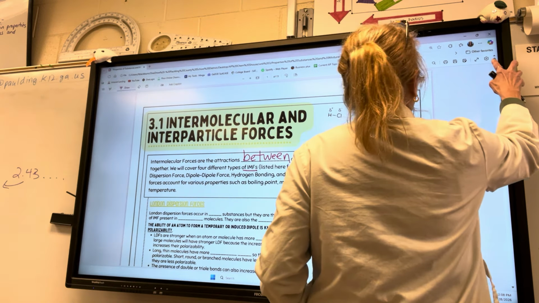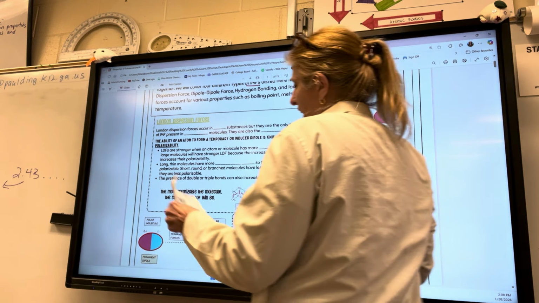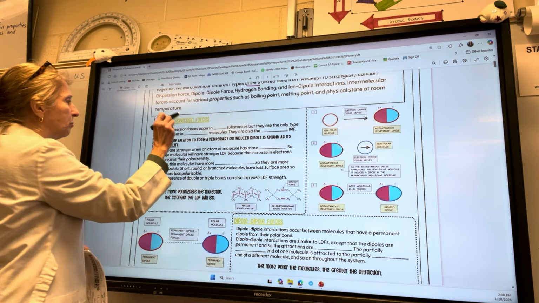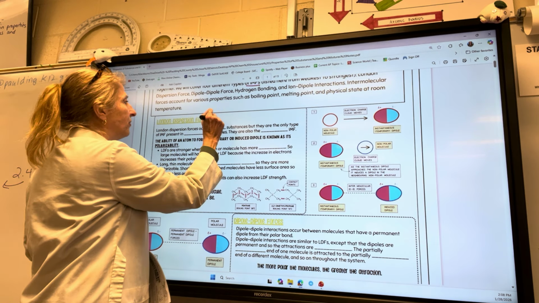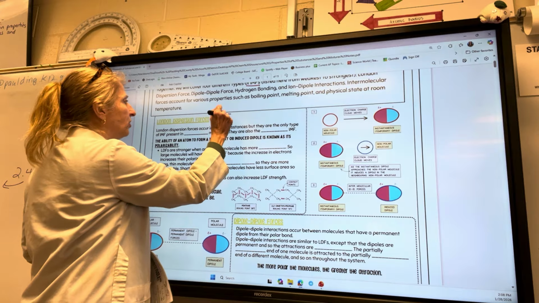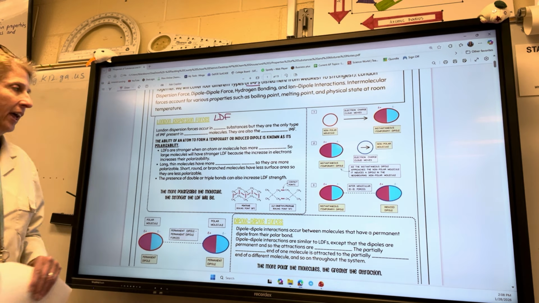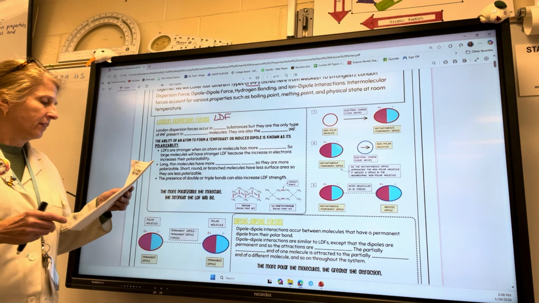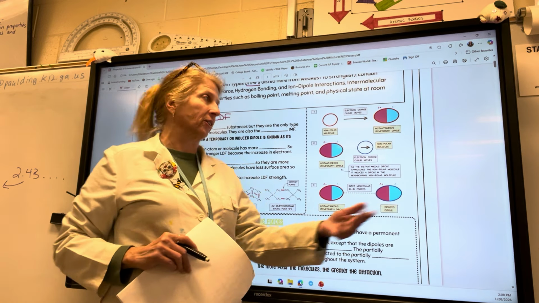So going to the first one, which I like its name, it is called London dispersion forces, okay? So these are called LDFs, and you're allowed to abbreviate them, the IMFs and the LDFs, on the AP test. And what I want to do is show you the picture first. Before we look at words, let's look at the pictures.